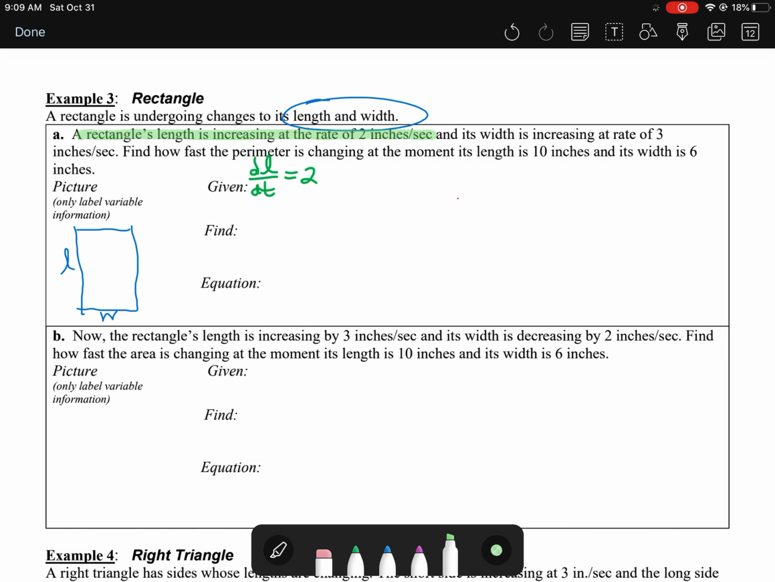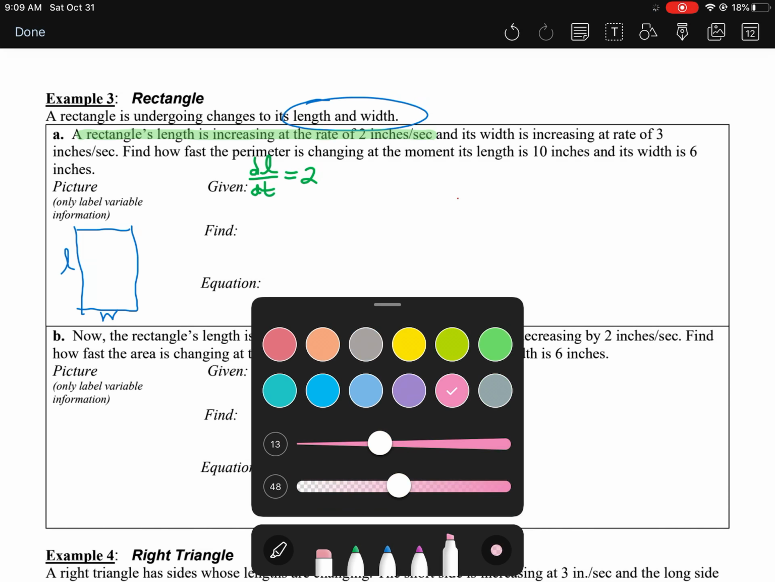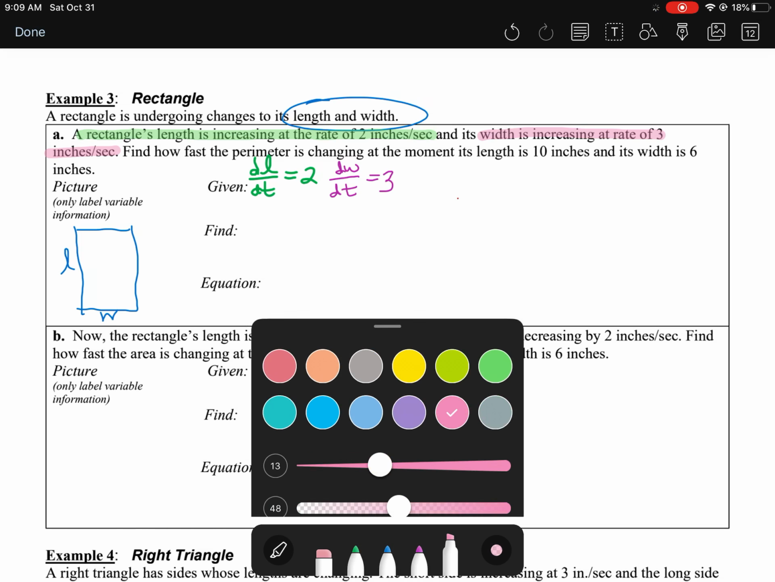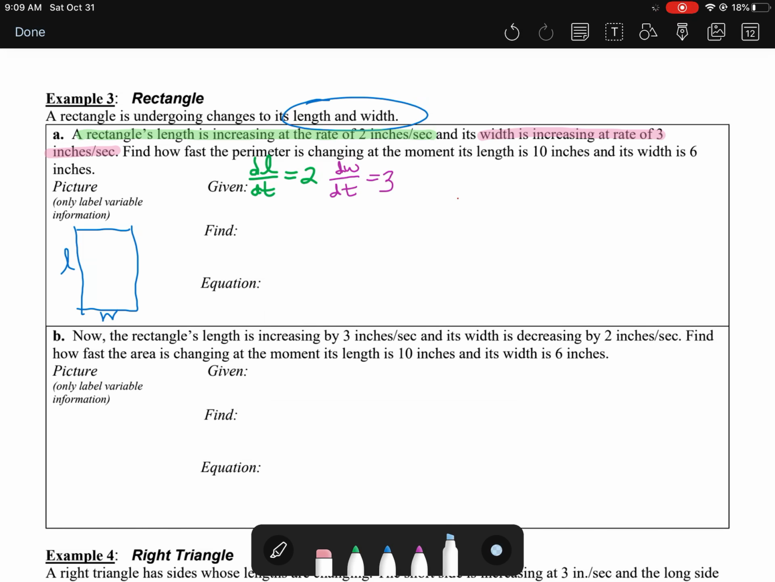Okay, so let's go to the next part. What else do we know? Its width is increasing at a rate of 3 inches per second. Okay, so let's go ahead and write that. So dw/dt is equal to 3. Okay, we're going to diagnose the next part of this. Find how fast the perimeter is changing.